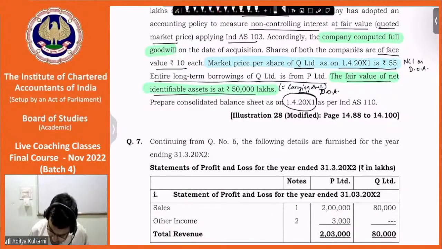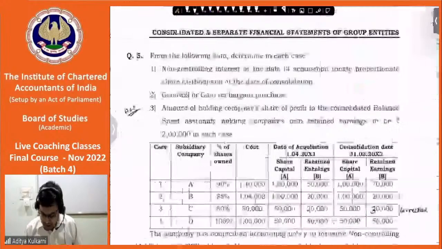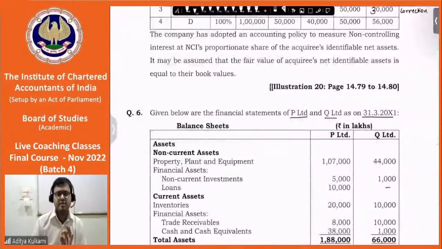Okay. And then we would be having the next part. This is the balance sheet as on 31st March X1. The acquisition is happening for 36,000 lakh rupees as on 1st April. So can I say that one entry is yet to be passed?